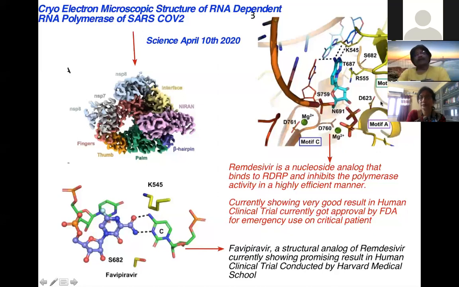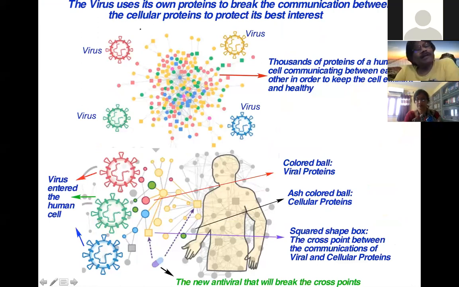Now I will try to show you, this is really complex, I must admit. But this is the state-of-the-art drug discovery, where it is pushing the frontiers now. So the virus will use its own protein to disrupt the communication between the cellular proteins. You imagine under normal conditions in our body, in our cells, thousands of human proteins are communicating with each other in order to keep the cell efficient and healthy.